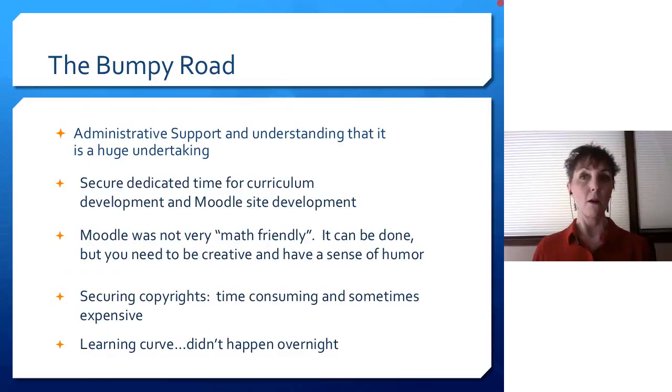So where did we encounter our difficulties? Well, I call that the bumpy road. And the first thing that was difficult was finding administrative support and getting several people throughout the state who would understand that this is not turn it on, plug it in, that it takes some monitoring and policy setting before we could even engage students or parents or teachers in this environment. Secondly, we had to secure dedicated time for curriculum development and Moodle site development.